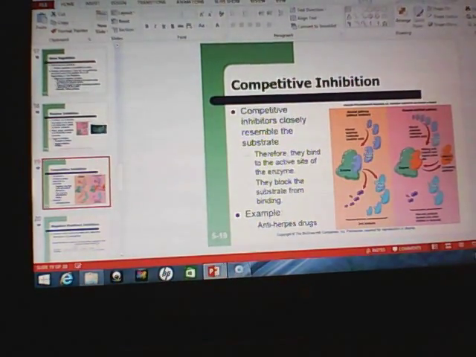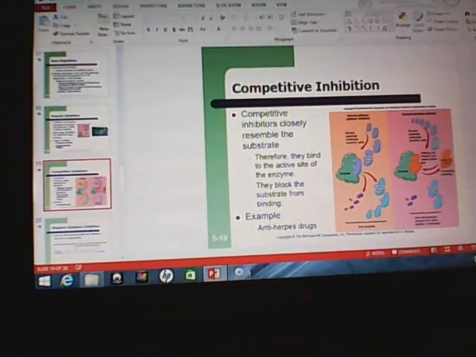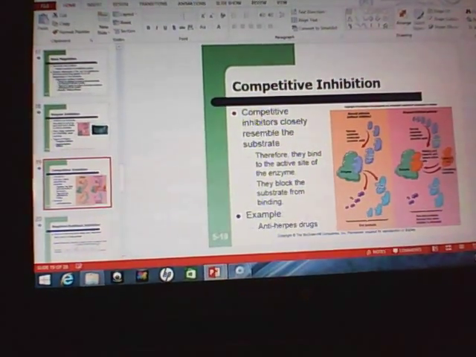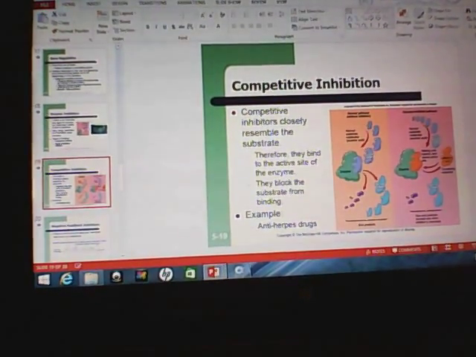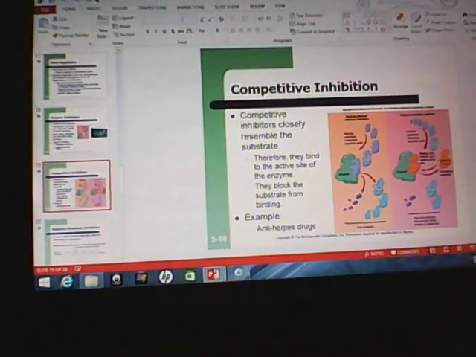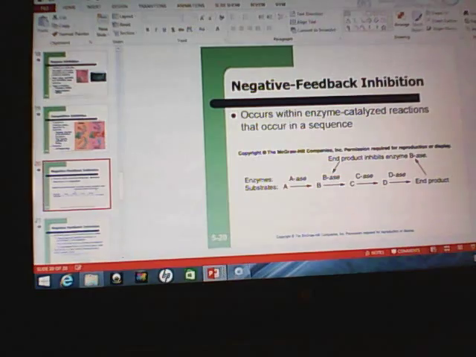Competitive inhibition, which you saw too on your worksheet, showing that they look like the substrate and they fit into the active site, but not completely, and so therefore they end up stopping the enzyme from working.